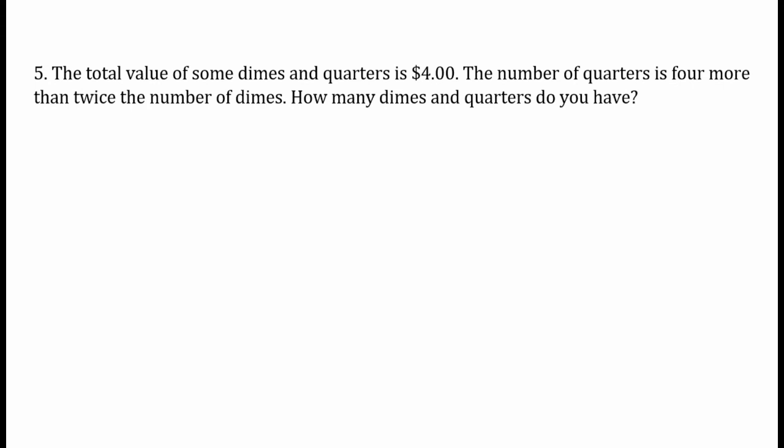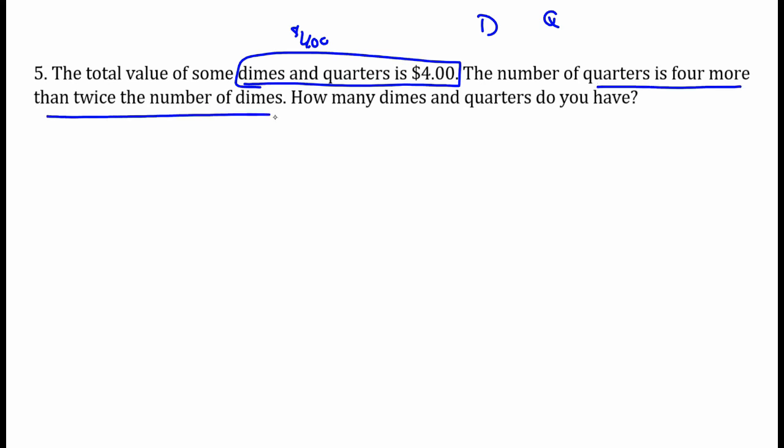So in my pocket, the total value of some dimes and quarters is $4. So the total amount of money I have is $4. And I only have dimes and quarters. Quarters is 4 more than twice the number of dimes. So the number of quarters is 4 more than, so I'm adding on 4 to what? Twice the dimes plus 4. How many do I have?